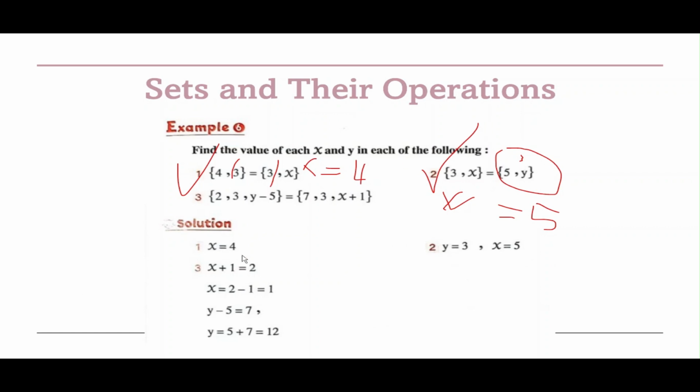Now: {2, 3, y minus 5} equals {7, 3, x plus 1}. Oh, what's this? Okay, let me explain. The 3 is here, so make sure you cancel it. Do not look at it. 7 is here, but it's not here. This means y equals 7, but it's wrong. Why? It says y minus 5, so it makes 7 plus 5, and you get the answer, 12. Same. 2 is not here, but it says here x plus 1. You say 2 minus 1 equals 1. So x equals 1.